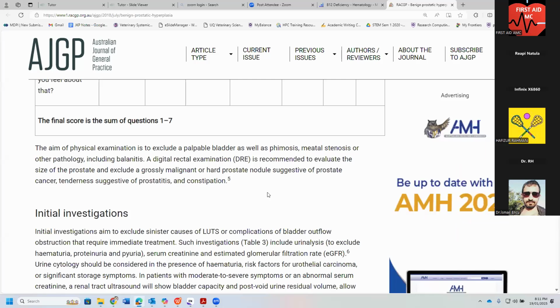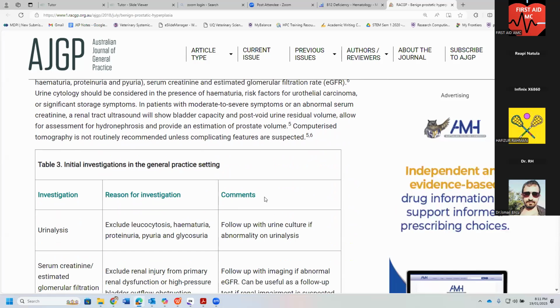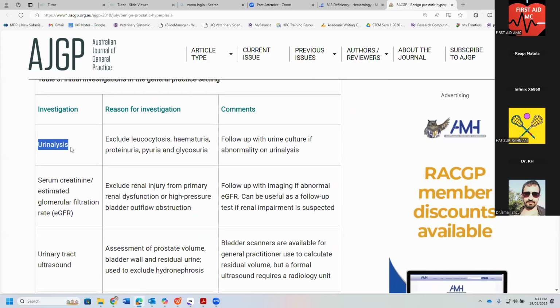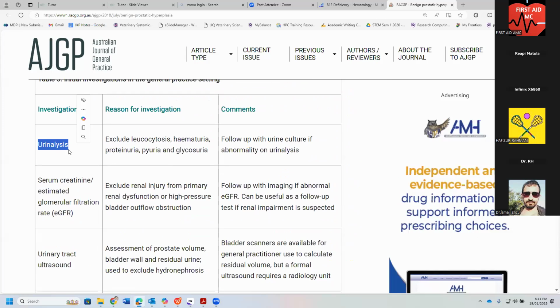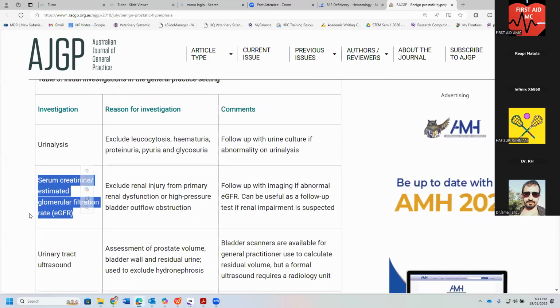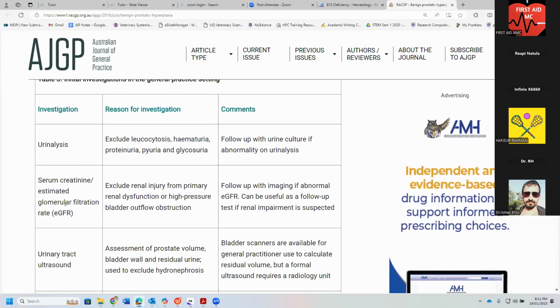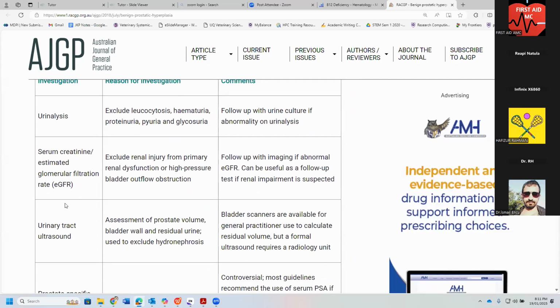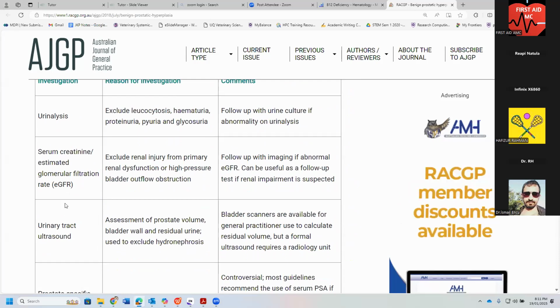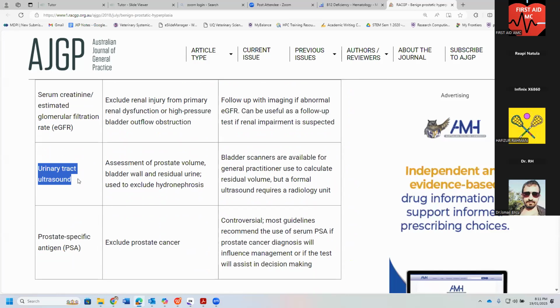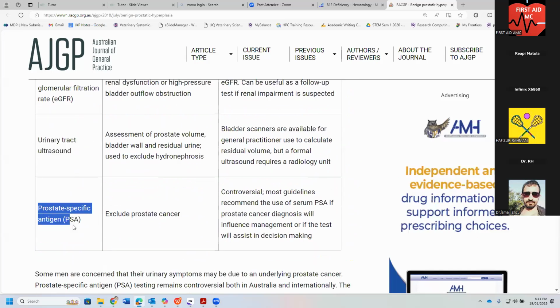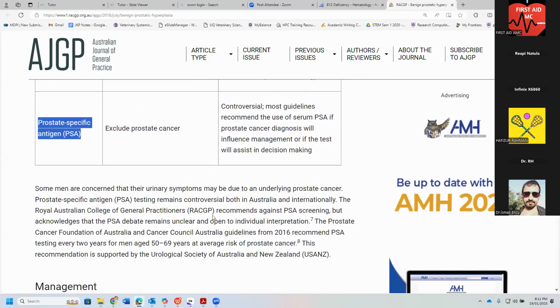All right. So the first investigation that you want to do is urine analysis. Then you can check the serum creatinine or EGFR, which is RFTs, if you want to rule out any renal dysfunction. Then you can do a urinary tract ultrasound and do a PSA level to exclude prostatic cancer.